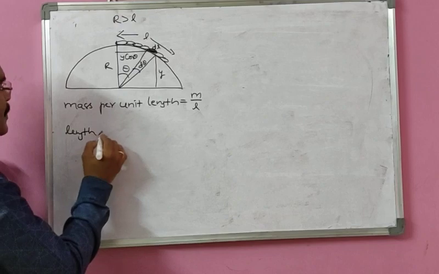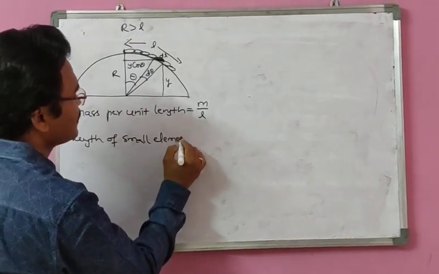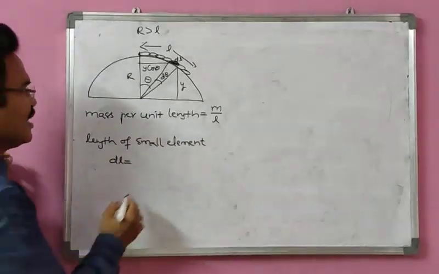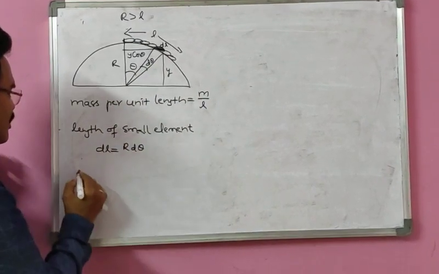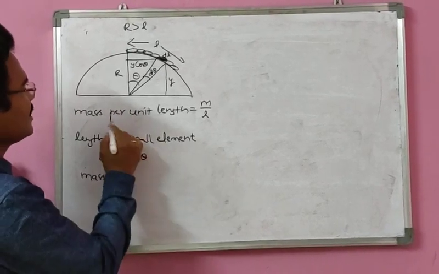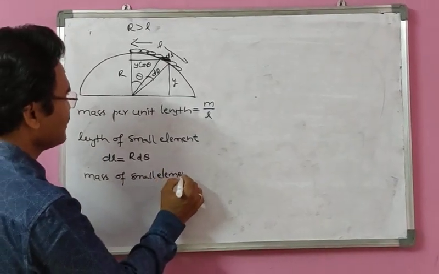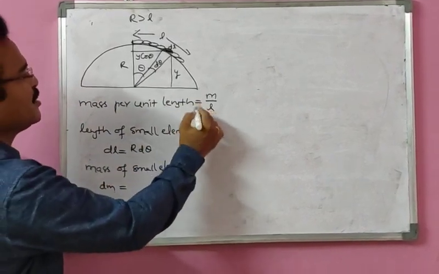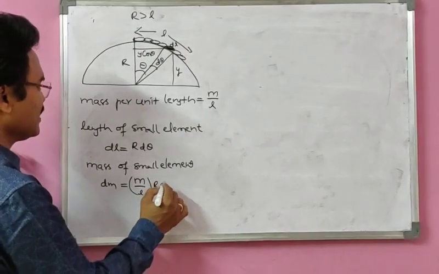Length of small element. You know, arc length equal to, we can write what here? Radius into angle. Radius is r, angle is d theta. So I can write r d theta. Then what is the mass of this small element here? Mass of small element, I can write dm equal to mass per unit length into its length, that is m by l of r d theta.